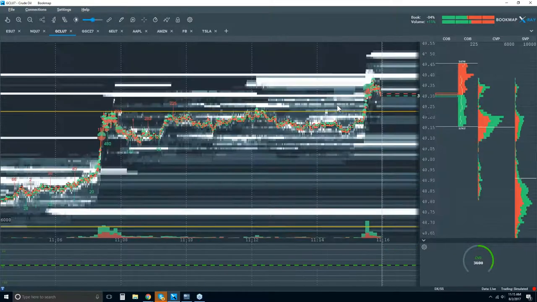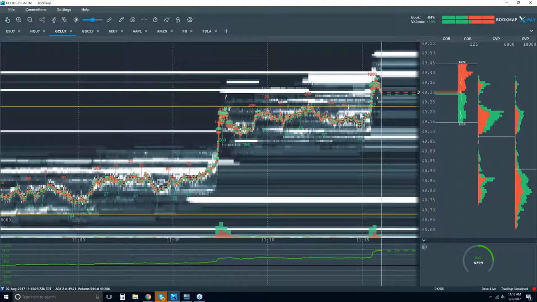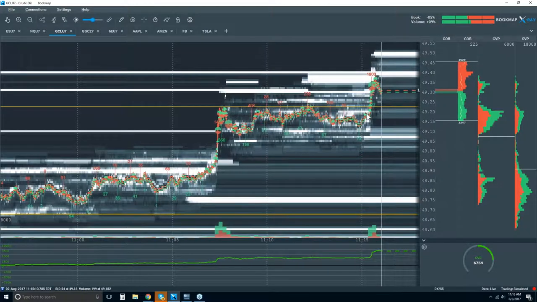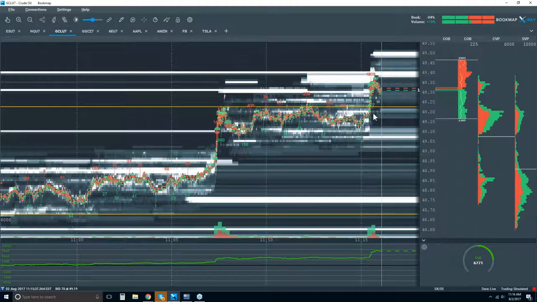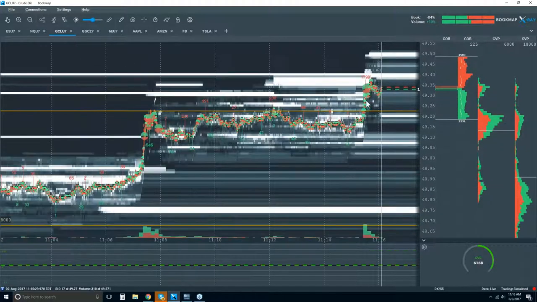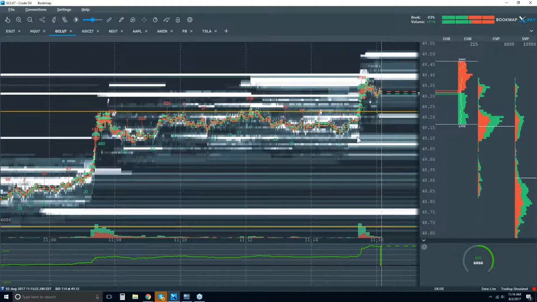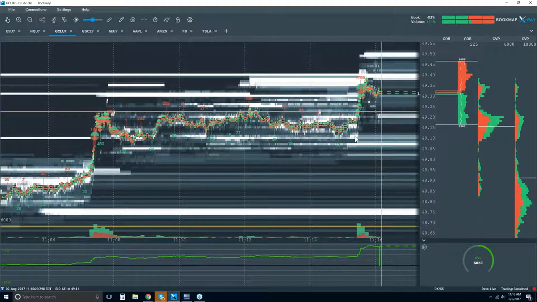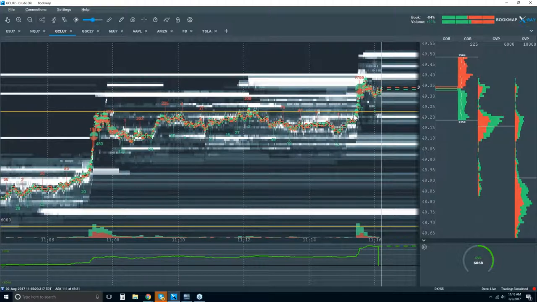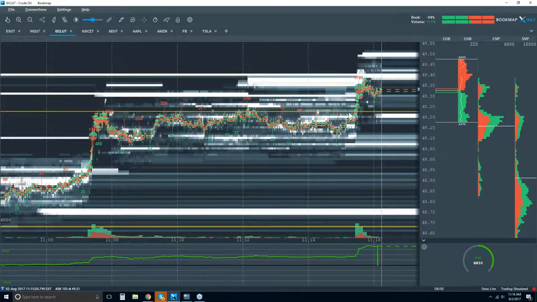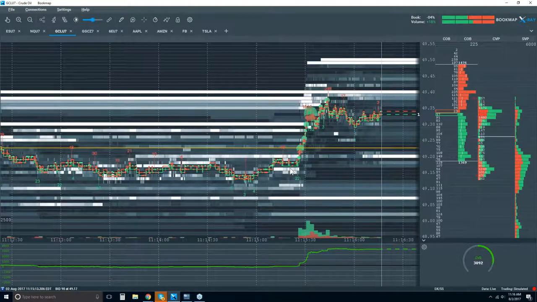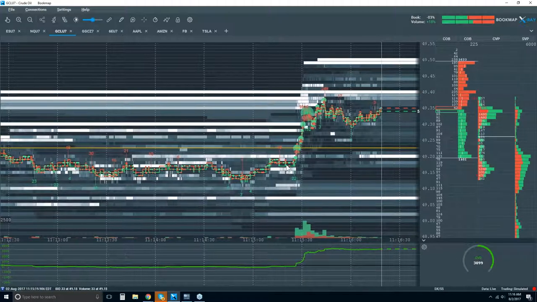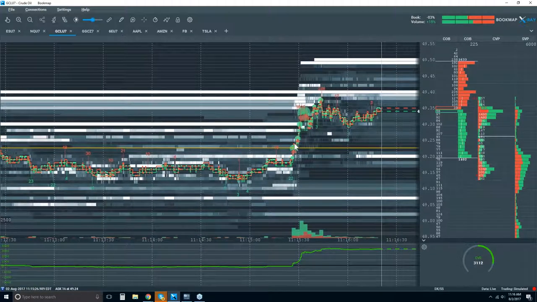From the get-go, I was looking for continuation, and I didn't have enough time here to go through it. We can see a little bit of spoofing right here and here, spoofing-type activity. We noticed that channeling and that battle that was unfolding here as well, and we see the victor now.